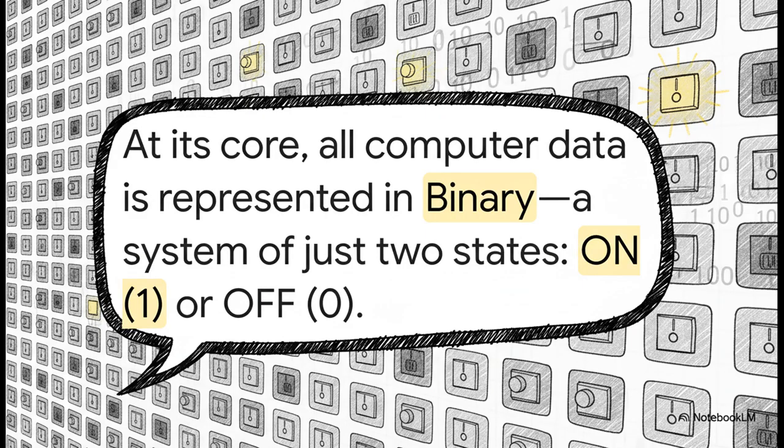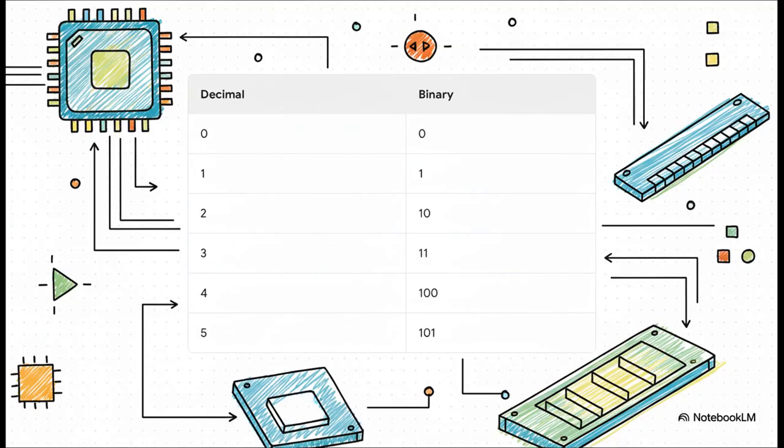It's like a giant wall of light switches, and every possible combination of switches being on or off represents a different piece of information. And here you can see how our normal everyday numbers get translated into this new language. Our number 2 becomes 10. The number 5 becomes 101. It might look a little weird to us, but for a machine that can only think in terms of on and off, this is the most direct, logical way to count imaginable.